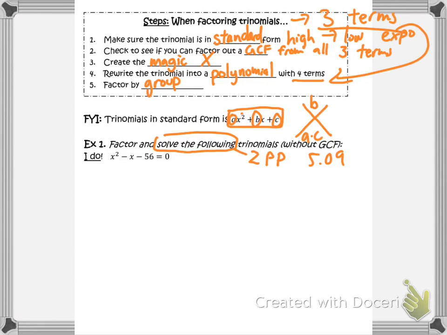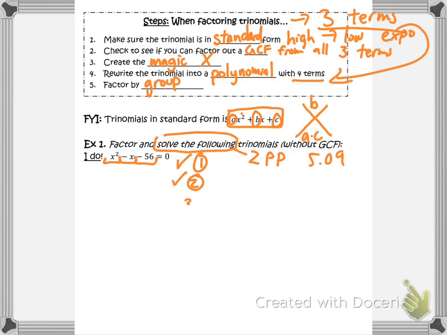Alright, let's go ahead and factor out this one. Step 1, make sure your trinomial is in standard form. So this looks like it is in standard form. Step 1 is good. Step 2, see if you can factor out a GCF from x squared, negative x, negative 56. There's nothing I can take out, so step 2 is good.